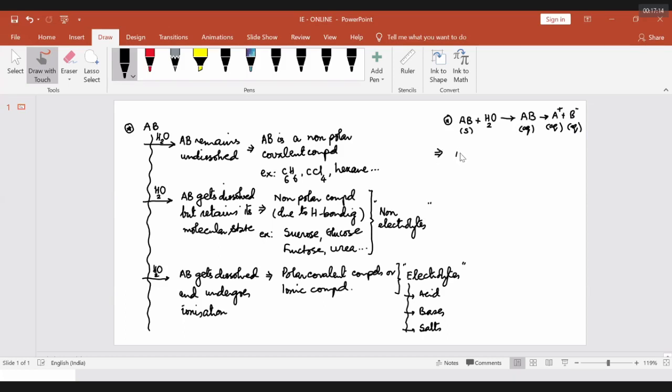We say, sir, I have taken AB, sodium chloride, for example, solid. I have added water and then I got Na plus aqueous and Cl minus aqueous. This is known as ionization process. Dissolution is prerequisite to have formation of ions, but we ignore that one, right? When time comes, I'll say that is important in one discussion.